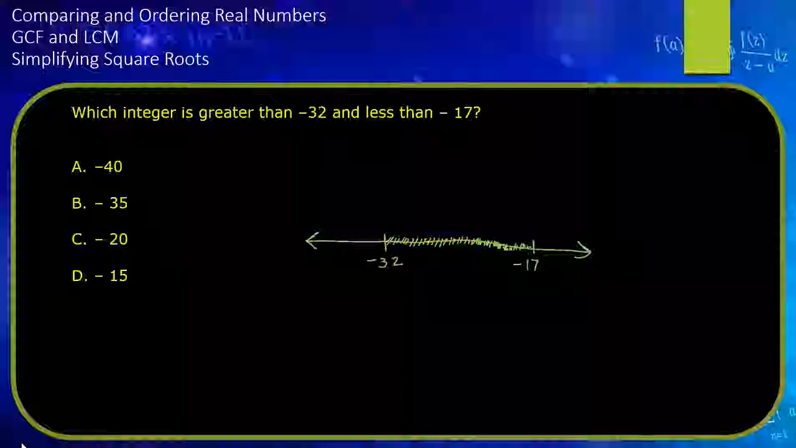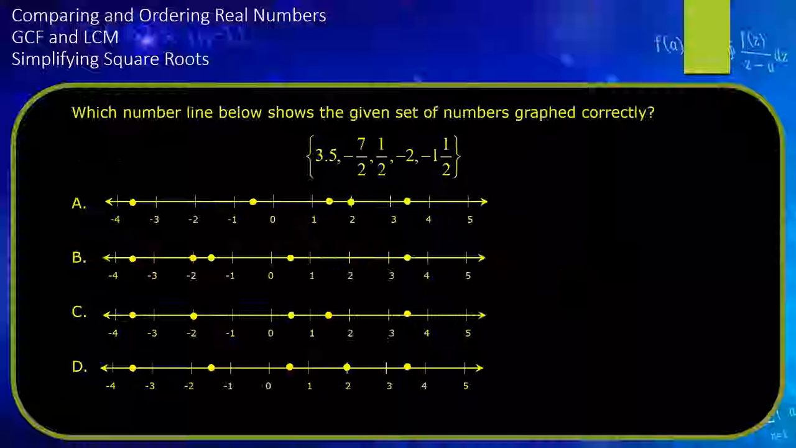So if I plot these according to where they are, negative 40 and negative 35 would be to the left of negative 32. Some people want to put them to the right, but they're to the left. And negative 15 is to the right of negative 17. The only one that falls in between them is negative 20. So negative 20 is the correct answer. On to the next problem.